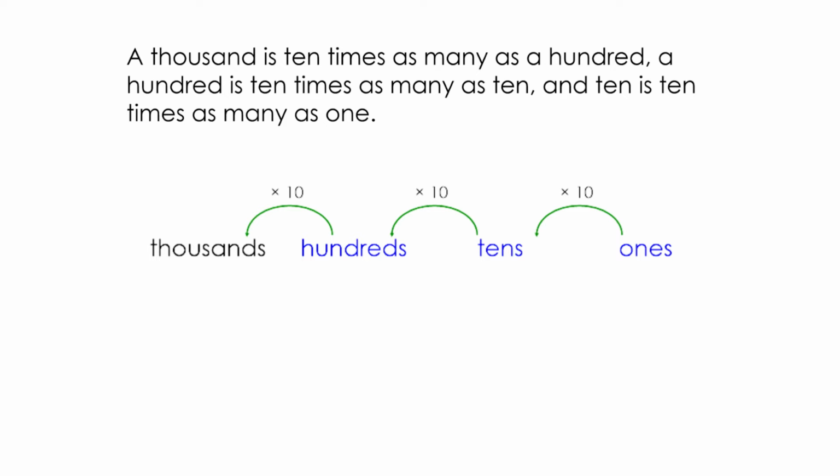So this chart may help you. We go to the left in this situation when we are multiplying. If we had to make the number smaller, we would go to the right, and instead of multiply by 10, we would divide by 10.